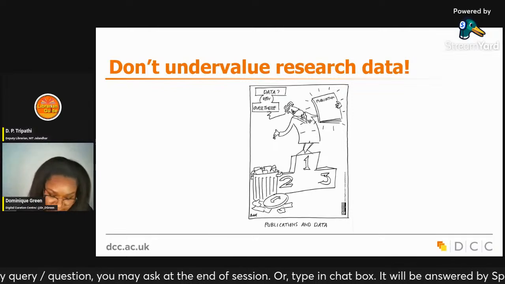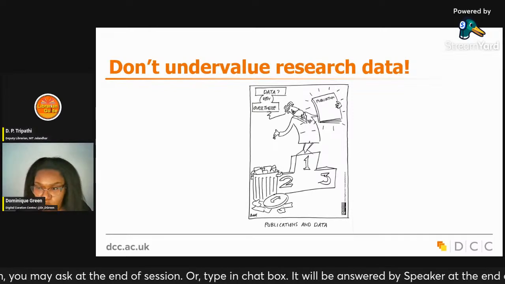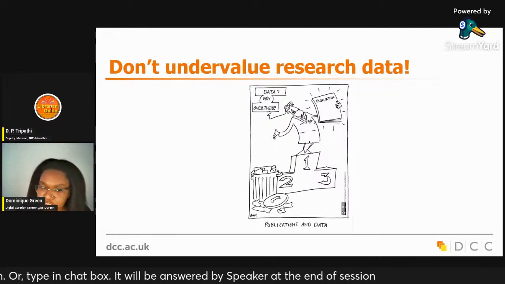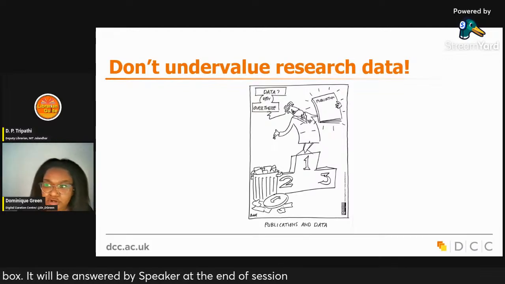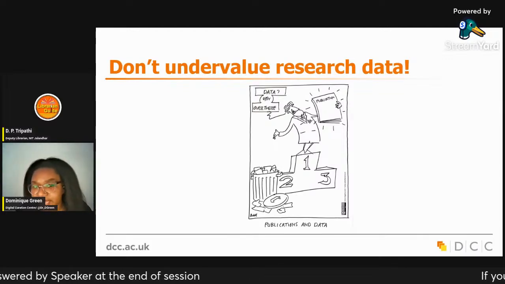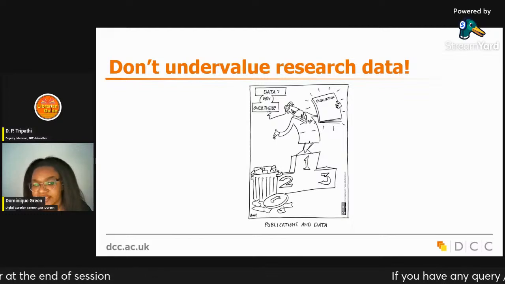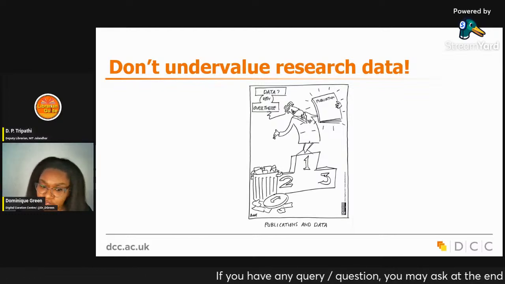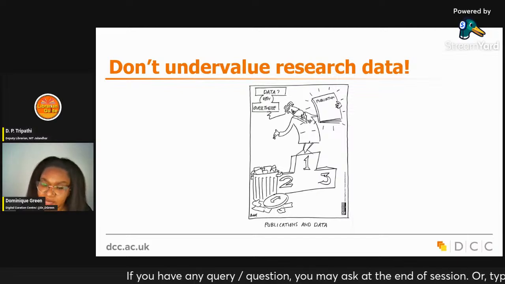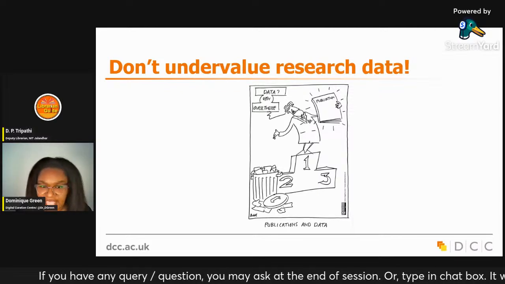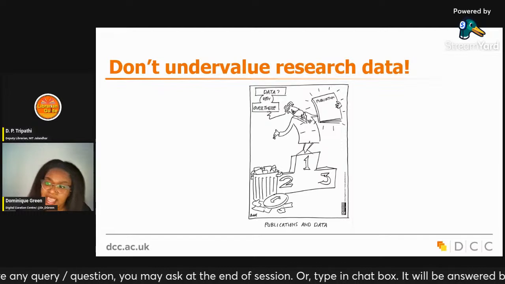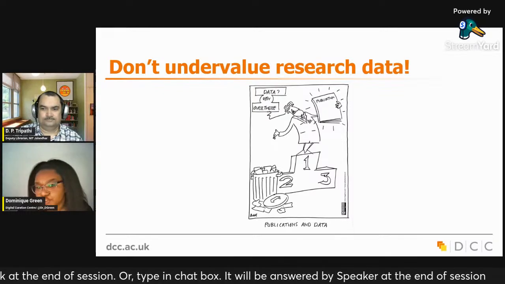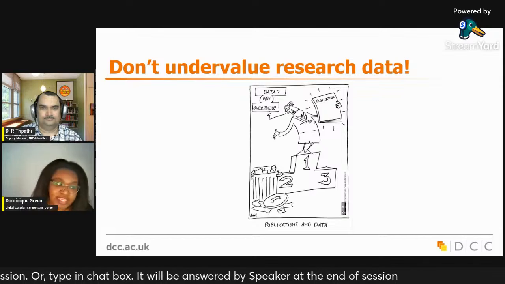Of course, the researcher will have to think about what data they will keep when they've gone through the research data lifecycle, what will be preserved for long term. But we shouldn't undervalue our research data. We should make a plan for the data that's going to be collected, how it's going to be collected, how we're going to analyze it, how we're going to share it. And again, there's no data too niche that wouldn't have an audience for it.